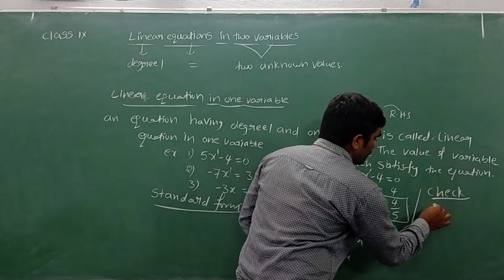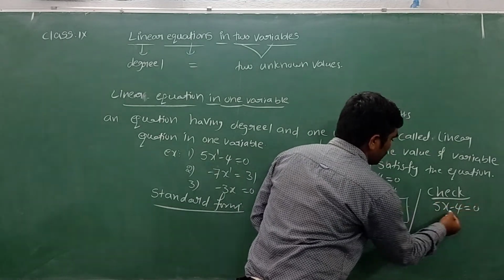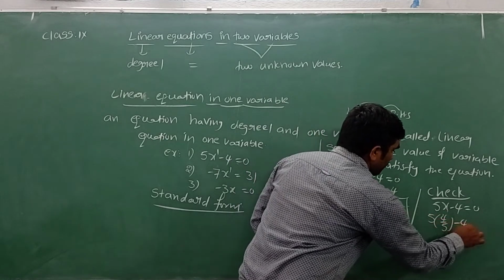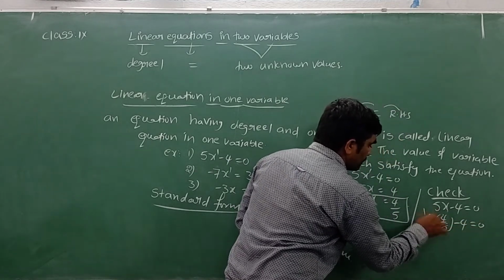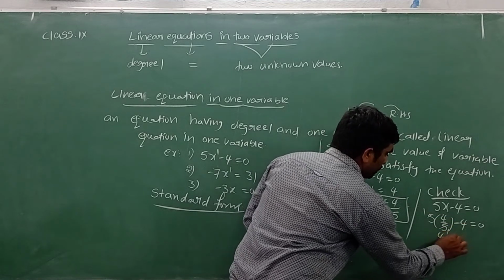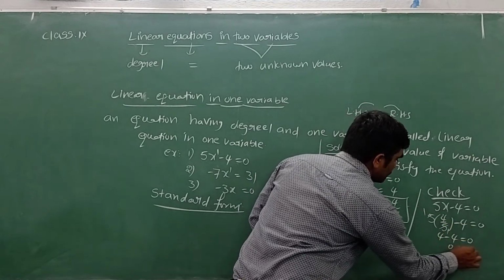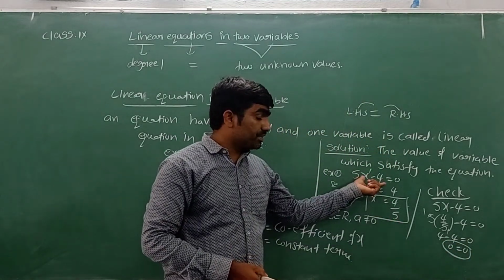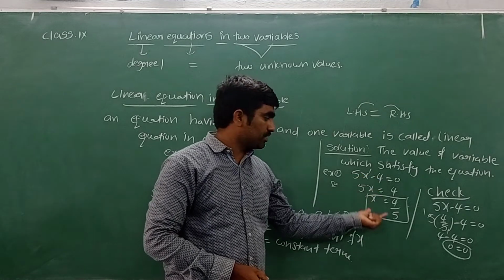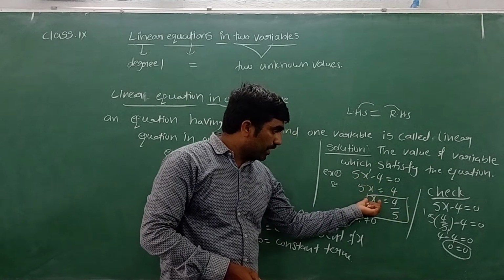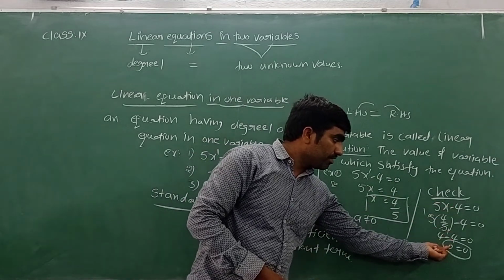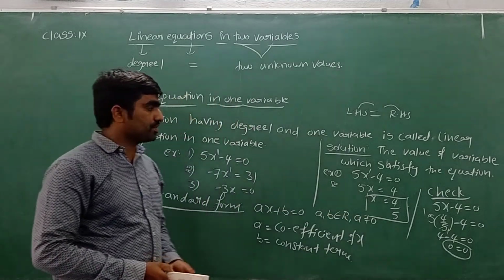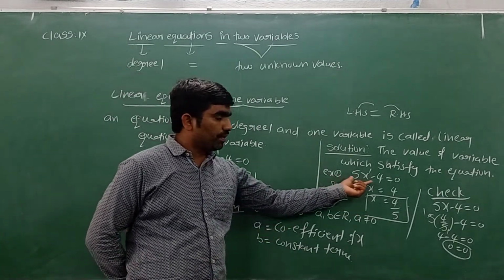What is the given equation? 5x minus 4 is equal to 0. In the place of x, I put 4 by 5. So 5 into 4 by 5 minus 4 is equal to 0. The 5s cancel, and I get 4 minus 4 is equal to 0, so 0 is equal to 0. Now we can say that 4 by 5 is the solution of this linear equation in one variable. Why? Because 4 by 5 is the value of the variable x which satisfies the given equation, so we can say that it is the solution of this linear equation in one variable.